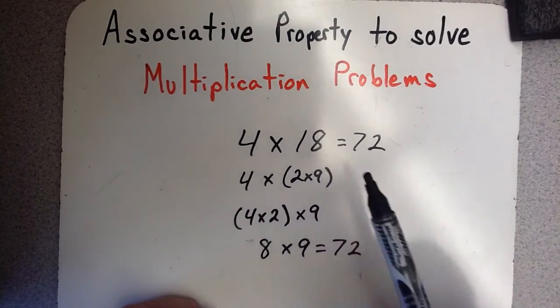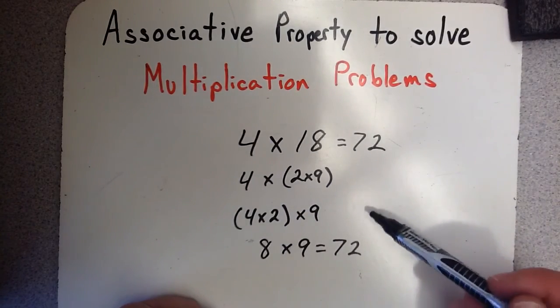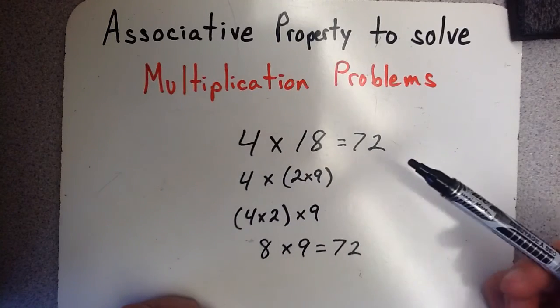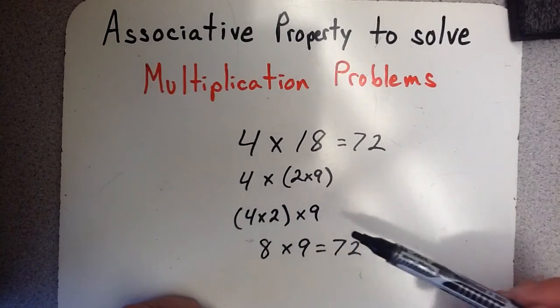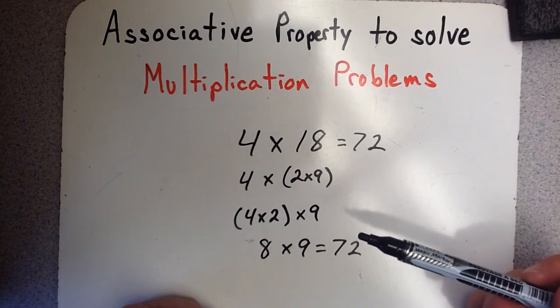And this is how we can use the associative property to solve multiplication problems. So we can change these unknown problems, 4 multiplied by 18, which most people do not have memorized, into a problem, 8 multiplied by 9, which many students do have memorized as a fact.